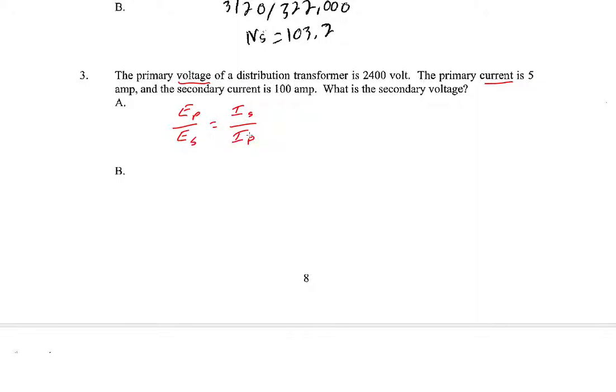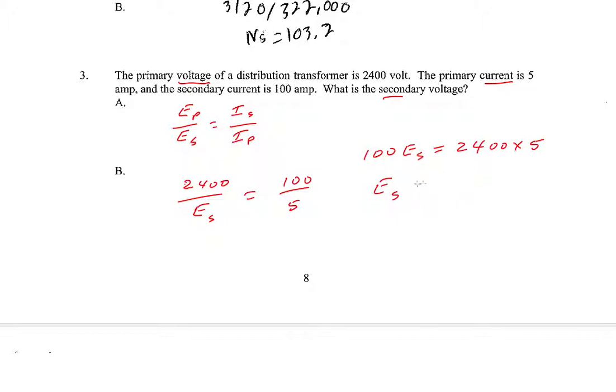So let's see, we know the primary voltage is 2400 volts, so let's plug this stuff in. 2400. We want to know the secondary voltage, so let's just write E secondary. And we're going to say the primary current is 5 and the secondary current is 100. So now all we need to do is cross multiply and solve this out. So we'll multiply 100 times ES, and that equals 2400 times 5.